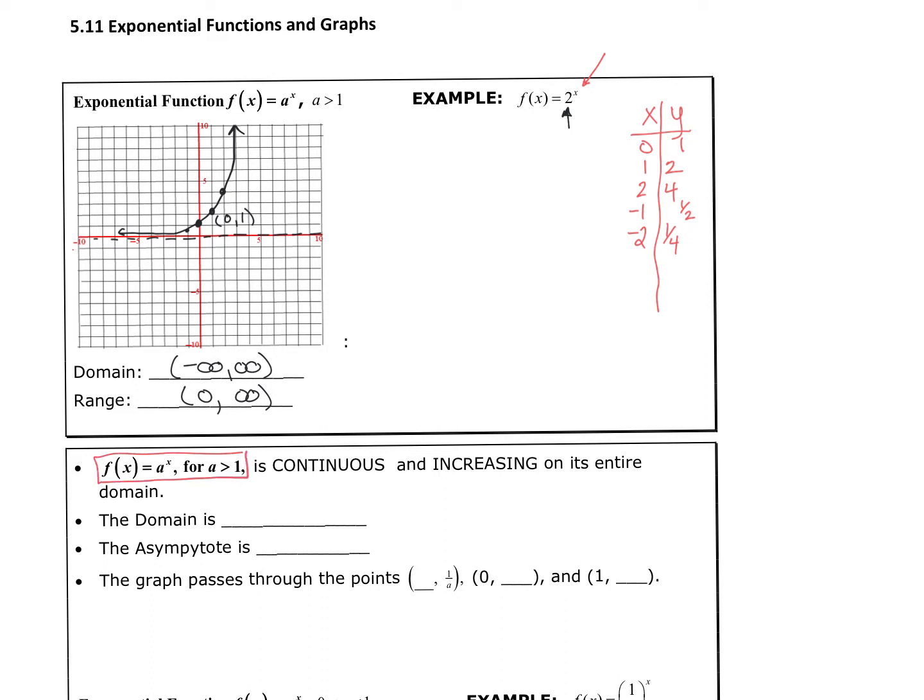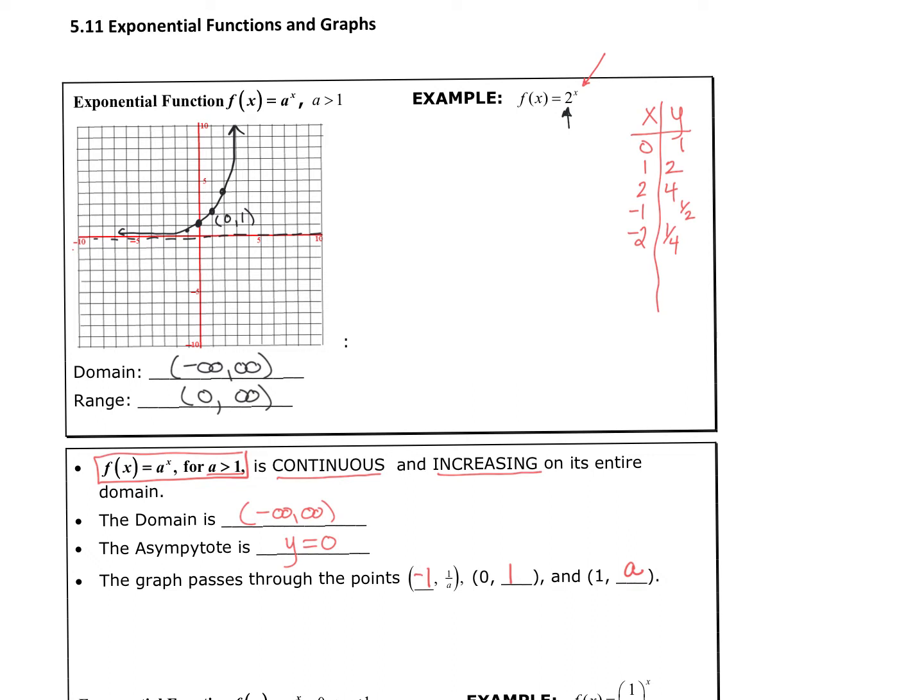So when I generalize and I want to talk about some function, f of x equals a to the x, and our base a is bigger than 1, we know that graph is continuous and it's increasing on its entire domain. The domain is minus infinity to infinity. The asymptote is the x-axis, so y equals 0. And it's going to go through a couple of points. We already know it's going to go through the point 0, 1, but it's going to go through the point 1, a and negative 1, 1 over a.